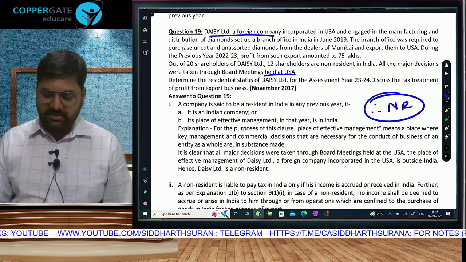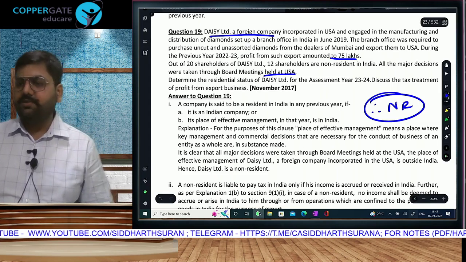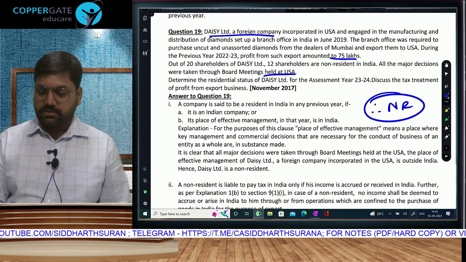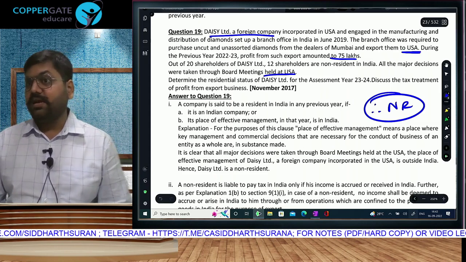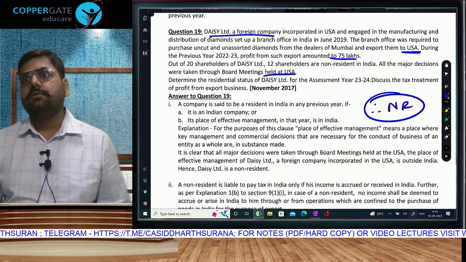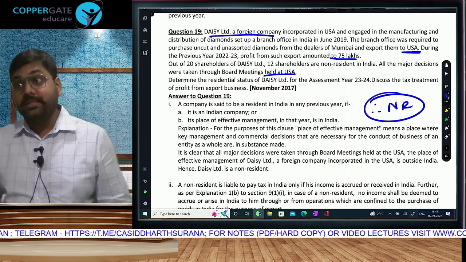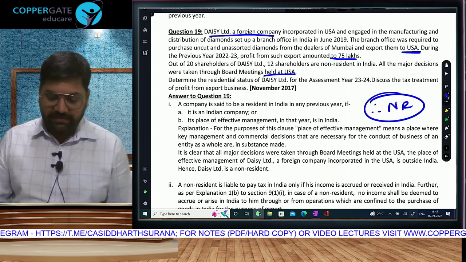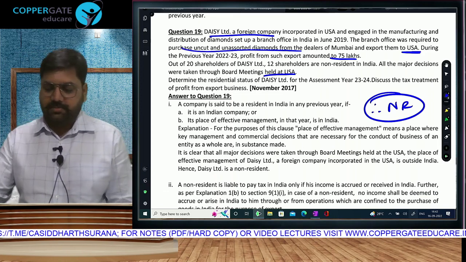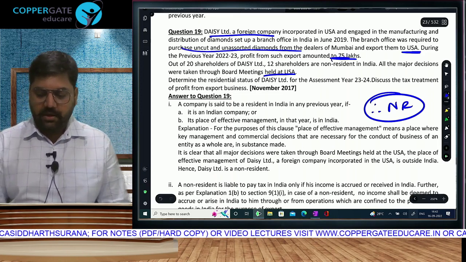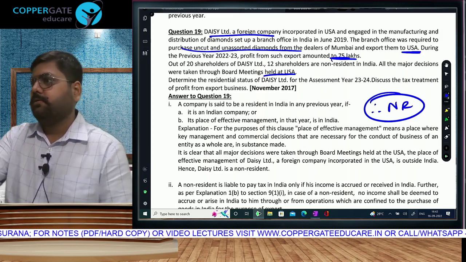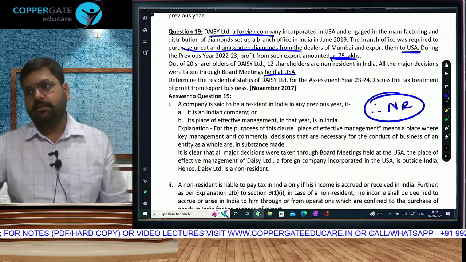This company is in business and business ka profit is 75 lakhs. So it is selling goods in USA. Sale transaction is happening where? USA. So what is the Indian connection? I am asking, there is some Indian connection. Check करके बताओ. What are we doing? We are purchasing the uncut and unassorted diamonds from dealers of Mumbai, and then we are exporting in USA. So we are doing some activity in India. Yes. And thus you will have to decide and tell me.